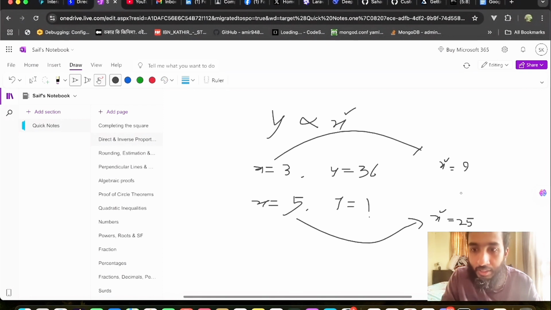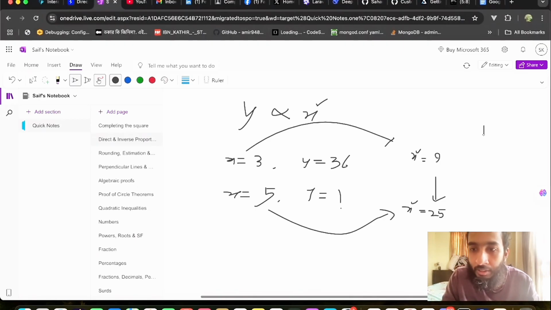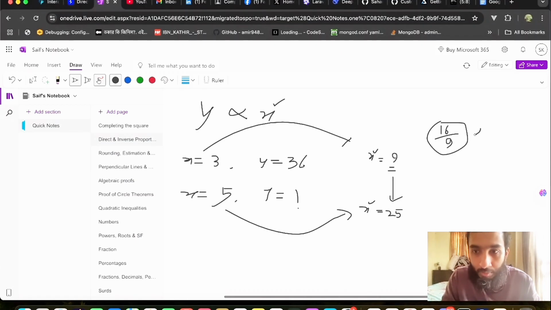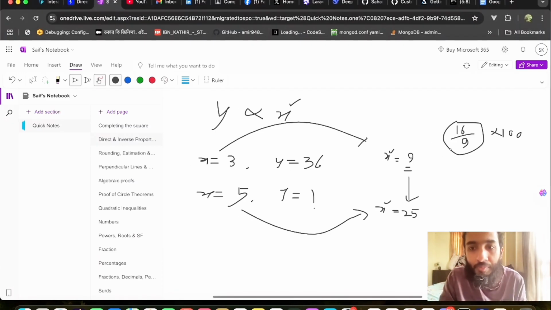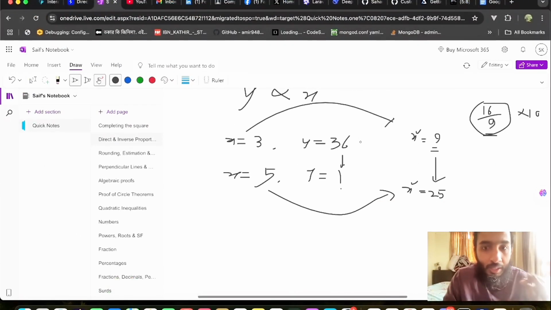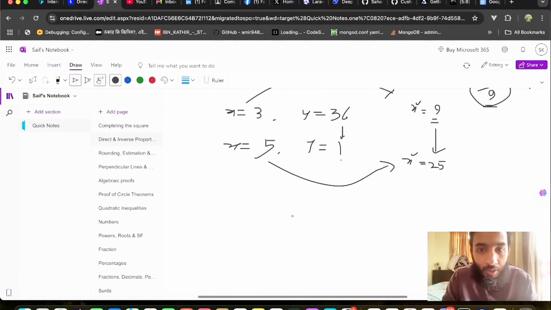So what is the increase of x square from 9 to 25? The increase is 16 based on 9, the base value. So the increase rate is 16 by 9. We can also multiply it by 100 to get the percentage, which is roughly 177%. This is the rate of increase, because it's direct proportion, of y from 36 to what?